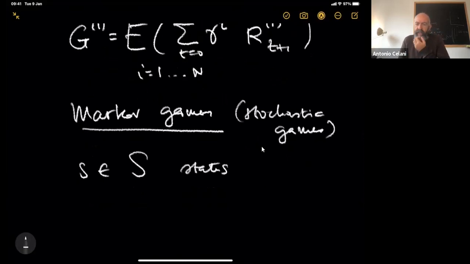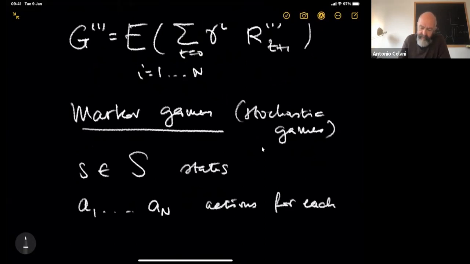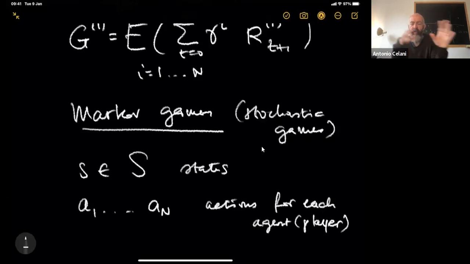And as you can easily imagine from the diagram that I drew a few seconds ago, there is a set of actions, A1 to AN, actions for each agent or player. Okay. So there is slightly different terminology between reinforcement learning and game theory, but I will switch between the two invariably. So I will speak sometimes of an agent, sometimes of a player. That's the same concept. Okay.